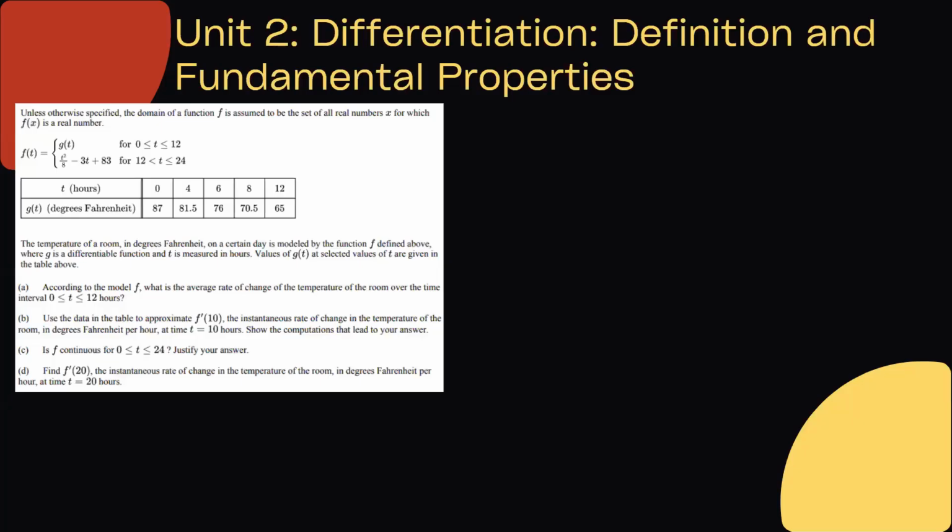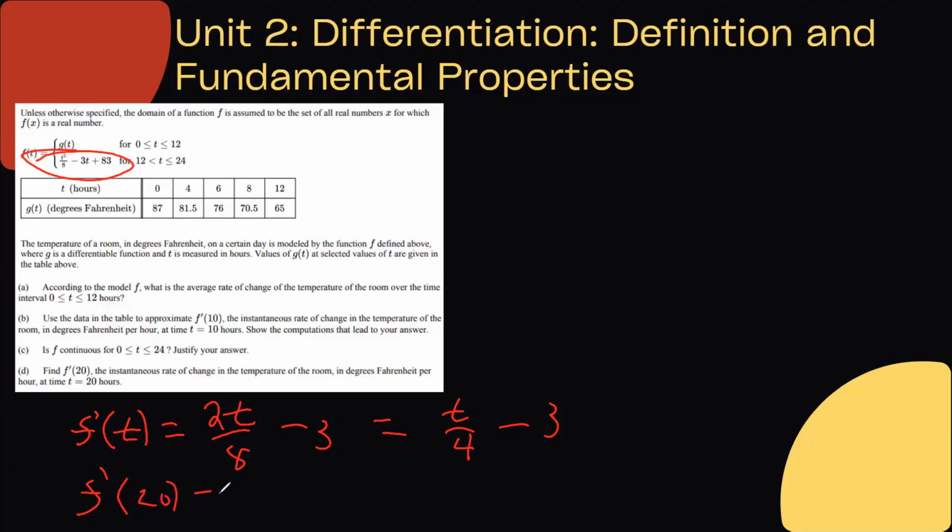Part D, find f prime of 20, the instantaneous rate of change in the temperature of the room in degrees Fahrenheit per hour at time t equals 20 hours. So f prime of t, you'd have to get that first, would be 2t over 8 minus 3. We're just taking the derivative of this piece, which is t over 4 minus 3. So f prime of 20 would be 20 over 4 minus 3. 20 over 4 is 5. 5 minus 3 is 2 degrees Fahrenheit per hour.